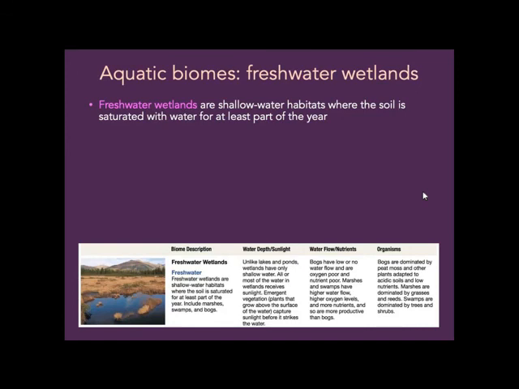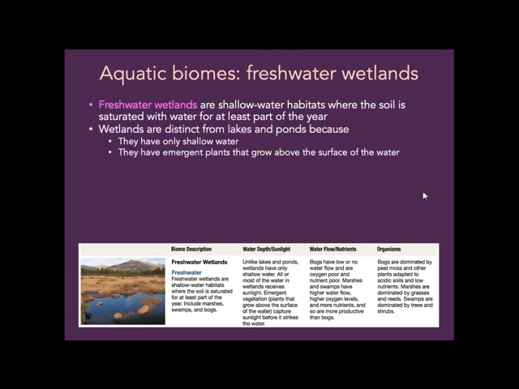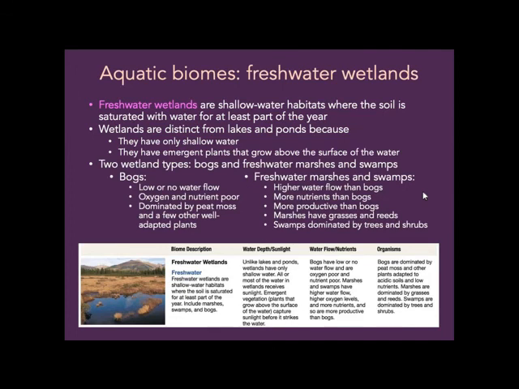All right, the next aquatic biome are the freshwater wetlands. So these are shallow water habitats where the soil is saturated with water for at least part of the year. And the way that you can tell the difference between a wetland and a lake and a pond is because wetlands only have shallow water, and they have plants that can grow up from the bottom and break through the surface of the water. So you don't find those in lakes and ponds, only in wetlands.